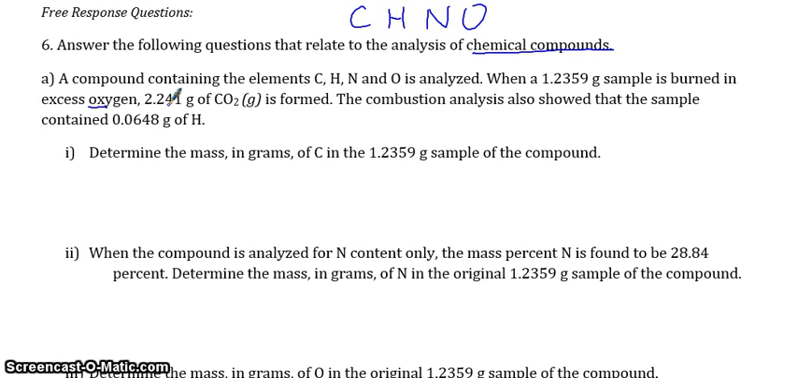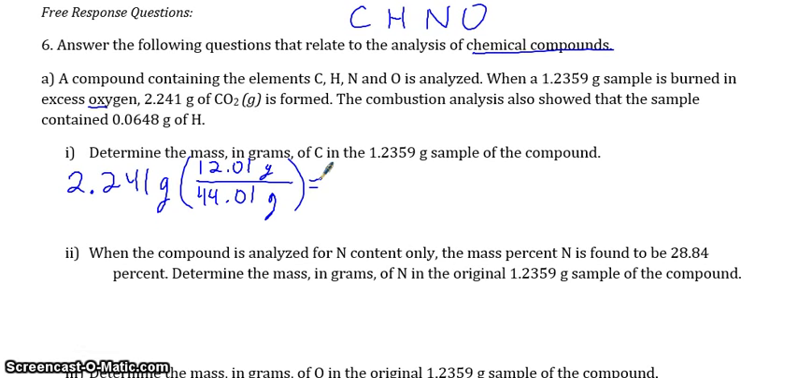But a shortcut is you take the mass and multiply it by the ratio of carbon in CO2. Carbon's mass is 12.01 grams, and CO2's total mass is 44.01. I'll be doing this a little quick. Essentially this is the ratio of carbon in CO2, so this pulls the carbon out of the 2.241. If you do this calculation, 2.241 multiplied by 12.01 divided by 44.01, we get 0.61155 grams of carbon. So this is how much carbon is in there.